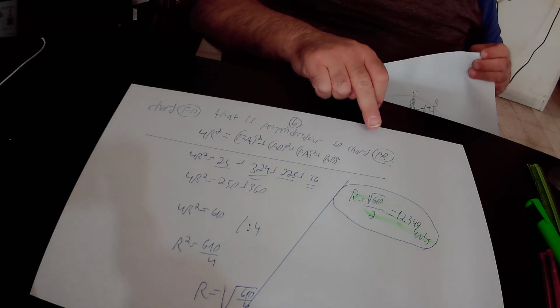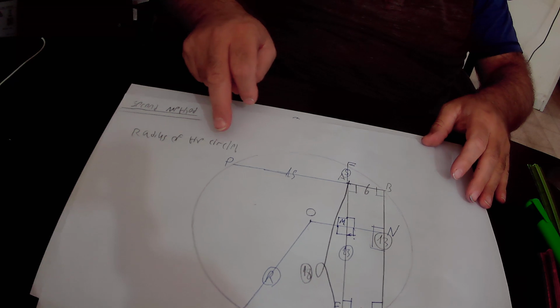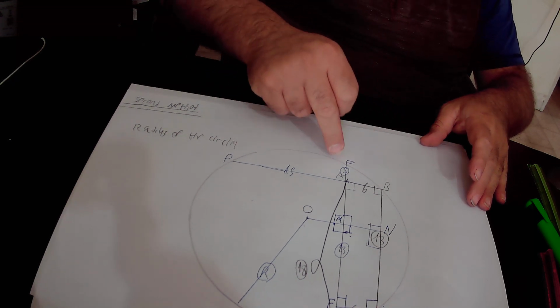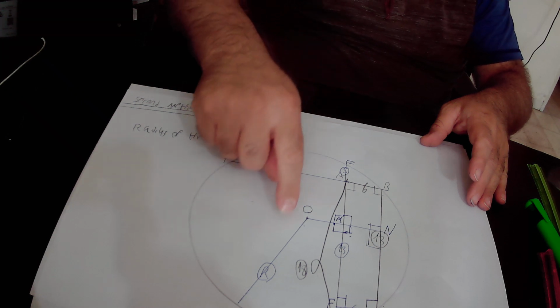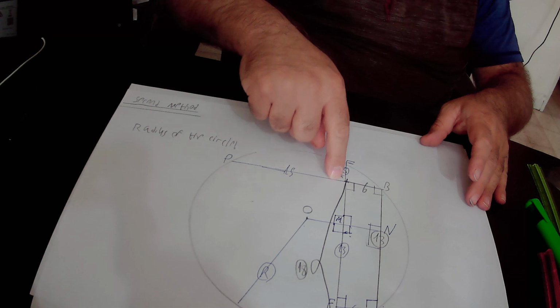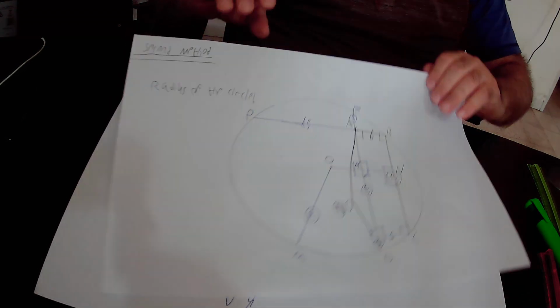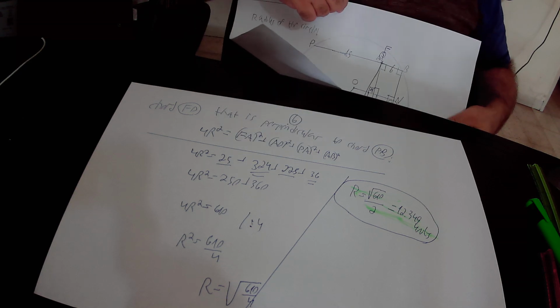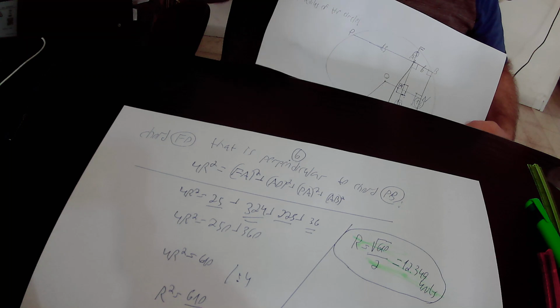Therefore, we can implement here rule number 4, and according to rule number 4, because chord PB is perpendicular to chord FD, we'll get that 4 times R squared, where R is the radius of this circle, equals FA squared plus AD squared plus PA squared plus AB squared. Again, 4 times R squared equals FA squared plus AD squared plus PA squared plus AB squared.